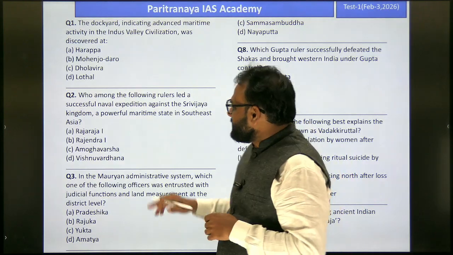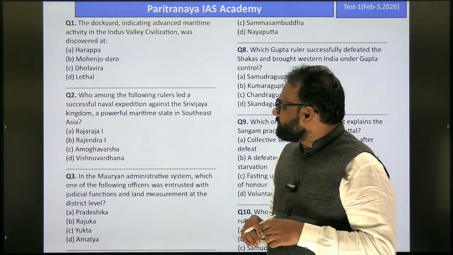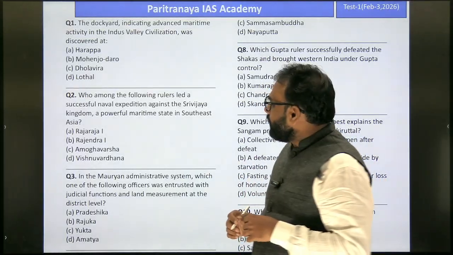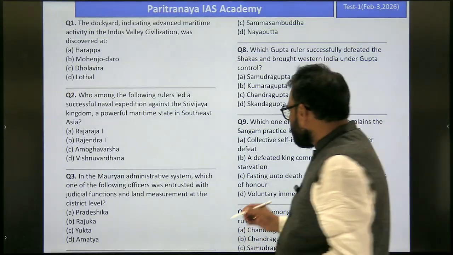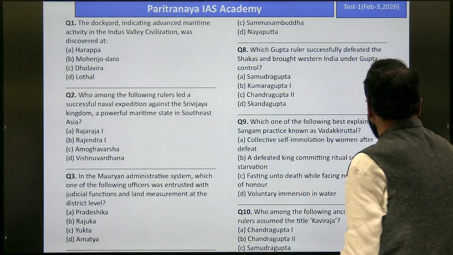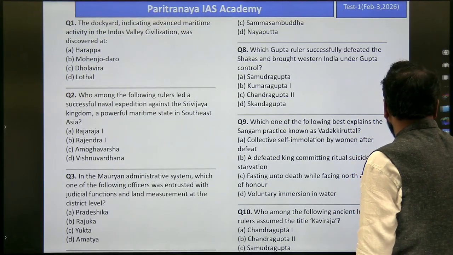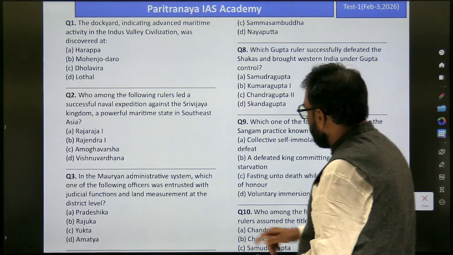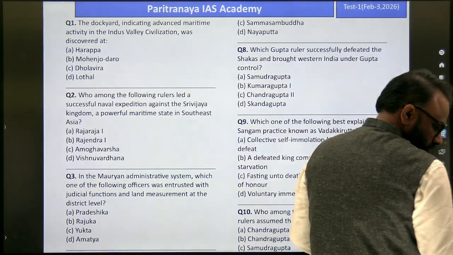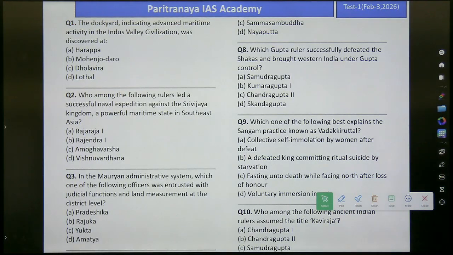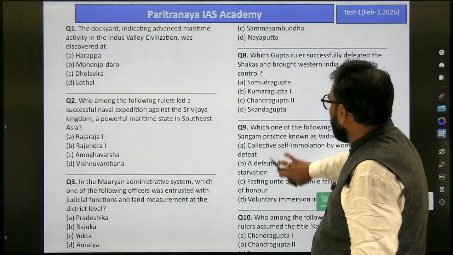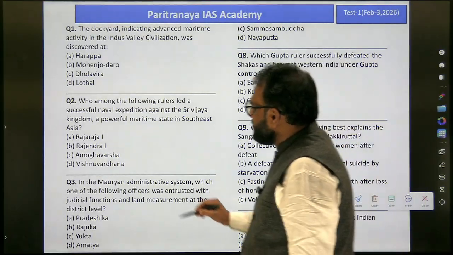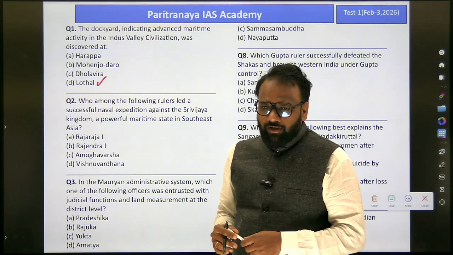Okay. So now, in the discussion, we shall go in a faster manner. First we shall complete it, then we shall move to the next topic. So what is the answer for the first one? Lothal, right? So here the answer is Lothal. This question is related to the Indus Valley civilization, right?